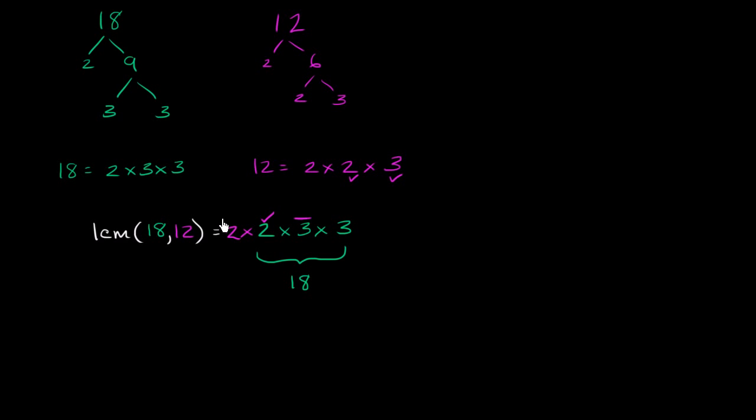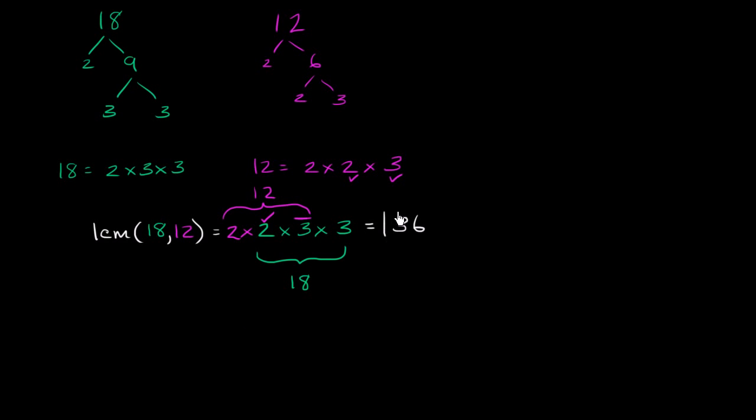So notice, now this number has a 2 times 2 times 3 in it, or a 12 in it, and it has a 2 times 3 times 3, or an 18 in it. So this right over here is the least common multiple of 18 and 12. If we multiply it out, 2 times 2 is 4, 4 times 3 is 12, 12 times 3 is equal to 36, and we are done.